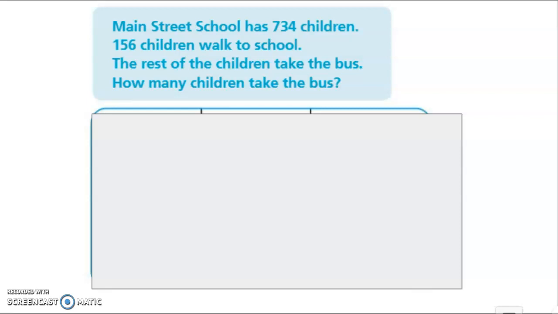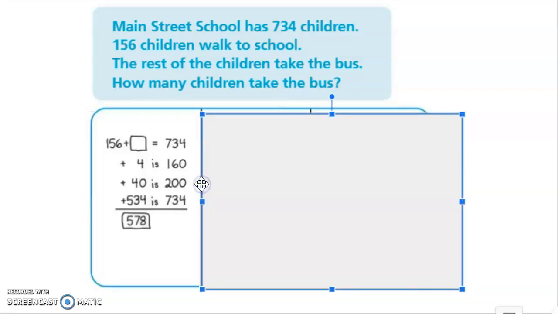Okay, so you should have done the adding up method on your own. But here's one example of what one student did to do the adding up method. So they started with their equation and it matches the word problem. They're adding up to get to their total and find their answer. So 156 plus 4 is 160.